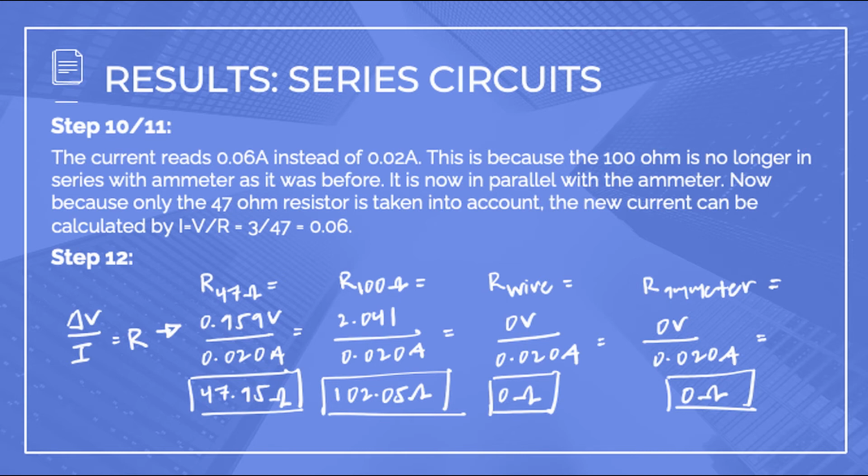Now, because only the 47 ohm resistor is taken into account, the new current can be calculated by I equals V over R equals 3 over 47 equals 0.06. And then lastly, I calculated the resistance of each of the following circuit elements shown below.